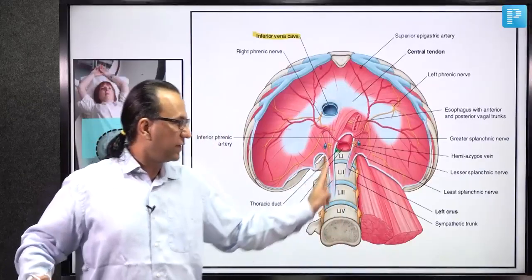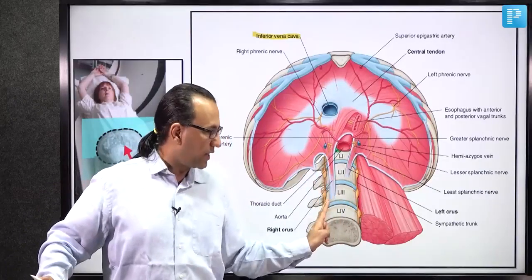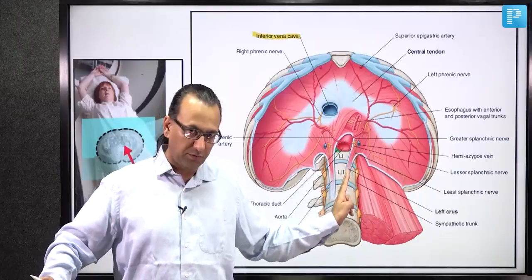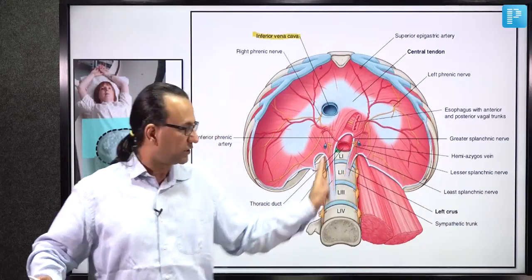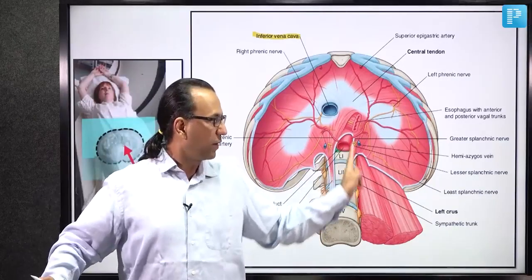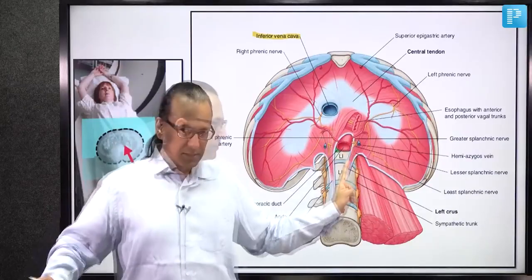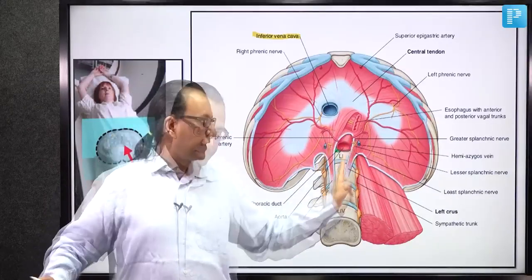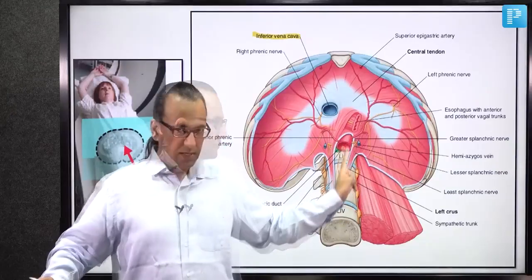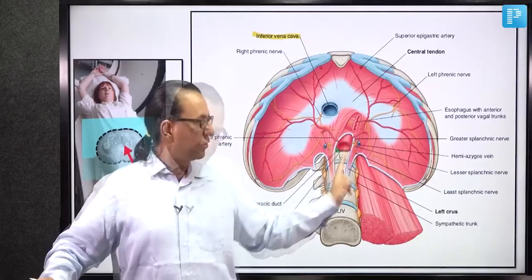Attaching to lumbar vertebrae 1 to 3 is the right crus of the diaphragm, and attaching to L1-2 is the left crus of the diaphragm. So the left is shorter, the right is longer. They are united by a median arcuate ligament running in front of the T12 vertebra, making the aortic hiatus. Hence it becomes an osteoaponeurotic opening for the passage of the abdominal aorta. Along with that, the thoracic duct also passes in the aortic hiatus.